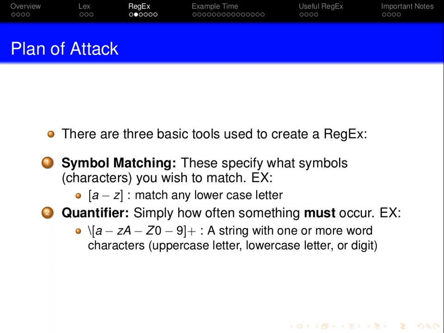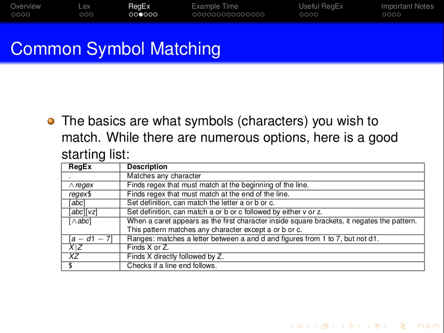And the last one is grouping, where it basically says this group has to exist, followed by this group, followed by this group. It's just a way to help you organize things. You can specify the size, like how many characters are required. We're not going to go into each of those in more depth right now. This was high level to give you the idea. Now for symbol matching, these are the common ones.